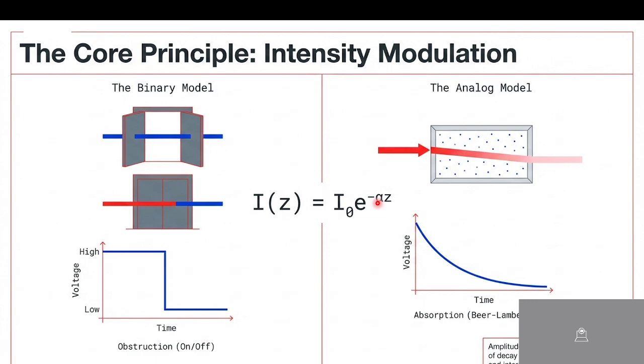the analog model also carries the information, where the particles will either scatter or absorb the light, and because of that, using the Beer-Lambert law, which is I equals I naught e to the power minus alpha z, the intensity will decrease exponentially. It's shown in this particular plot, voltage versus time. So you can understand that the binary is like immediately shutting down to the low level or high level without any delay, but in the analog model the transition will happen exponentially.